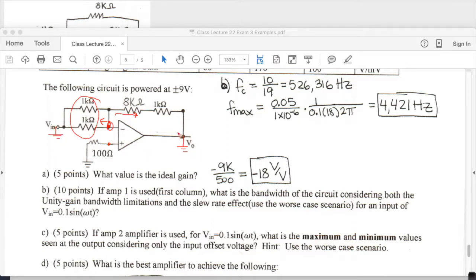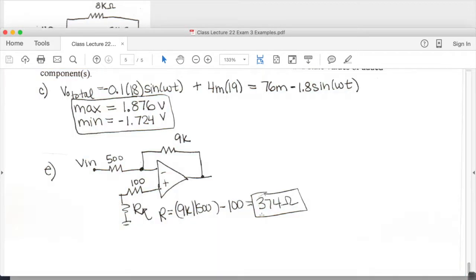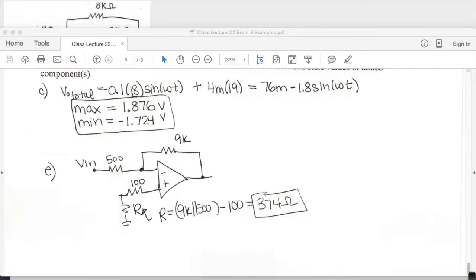The output also acts like a voltage source, so we are able to ground that on this side too. So we have 9K in parallel with 500K, and that gives us a value of this, but then we have the 100 ohms also connected in there, so we have to subtract off the 100, so that's where this minus 100 comes from. So we will put in a value of 374 as a new resistor in series with the 100. This concludes this solution.